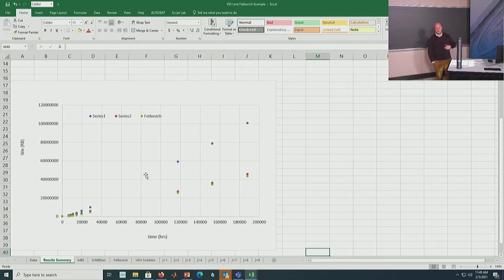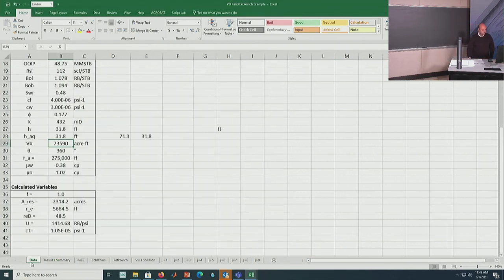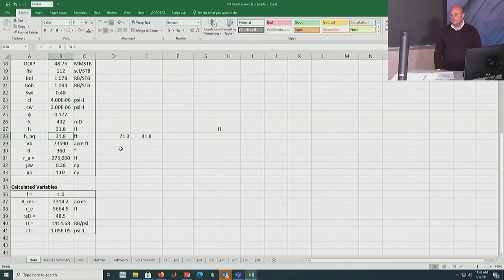A lot of this depends on knowing my aquifer properties. My aquifer permeability, porosity, thickness, compressibility, those kinds of things. And if you remember at the very beginning of the class, I said I don't really know my aquifer thickness. I'm going to guess that it's 31.8. Okay, does that sound familiar? All the way back at the beginning of class.